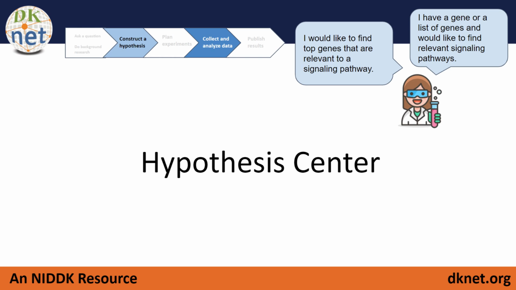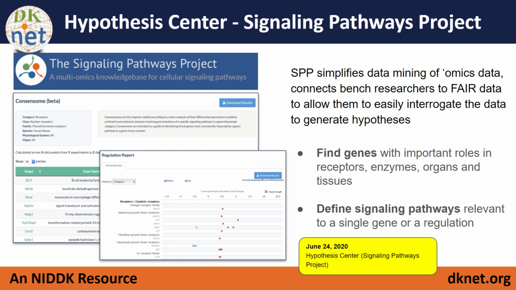If not, you can ask him about it, because I thought it was one of the best examples that I've seen of the fact that when data is properly managed, FAIR, and made accessible, you can do a lot more with it than just what the researcher usually did in the first place. So Hypothesis Center and SPP lets you find top genes relevant to signaling pathways. You can take gene lists and try to find out where they fall. A very, very powerful platform, and Neil will spend an entire day going through that.